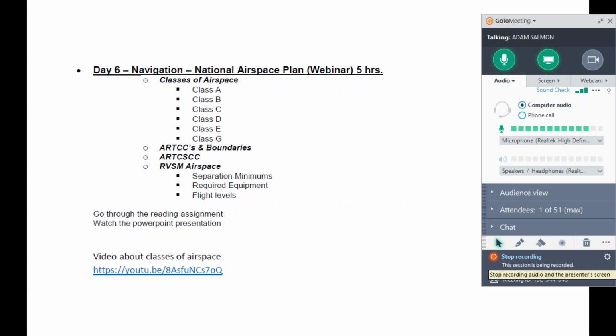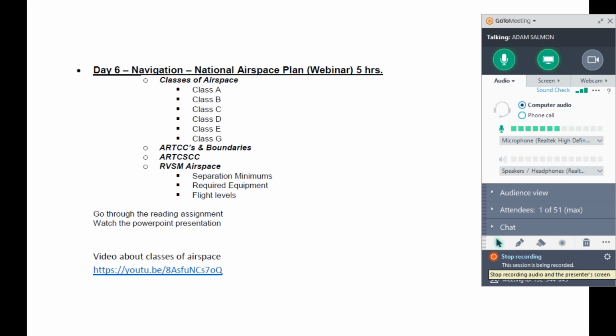After that, you will look into the air route traffic control centers and boundaries. That is going to be all of the ATC centers. There is a map in the reading that shows you all of the different centers and boundaries. It just talks about what those centers are and what kind of traffic they handle.